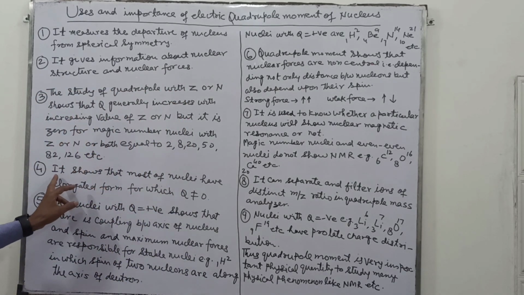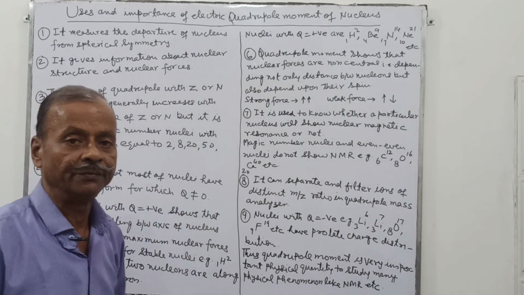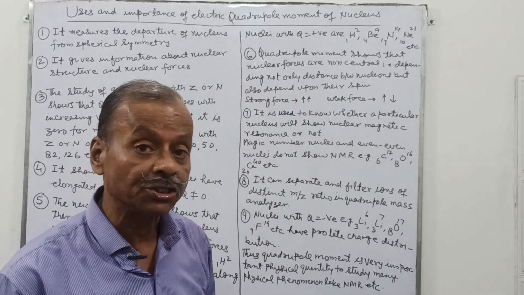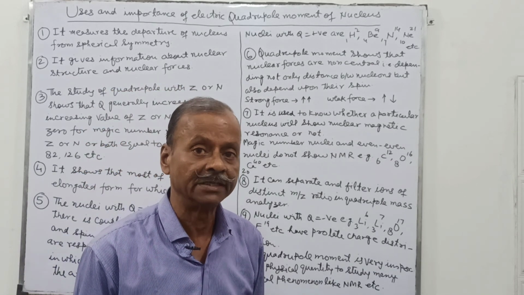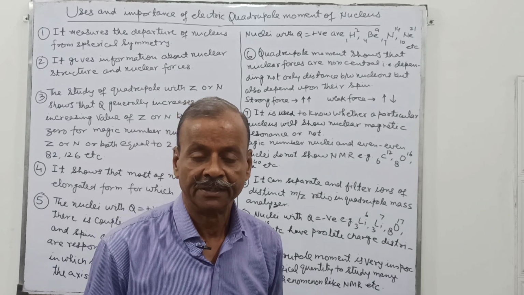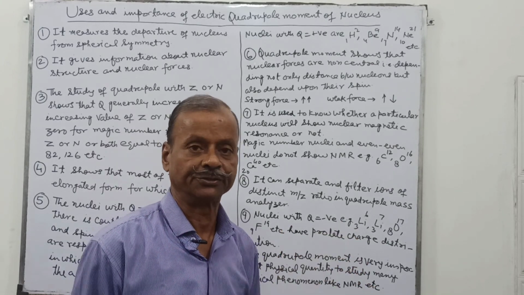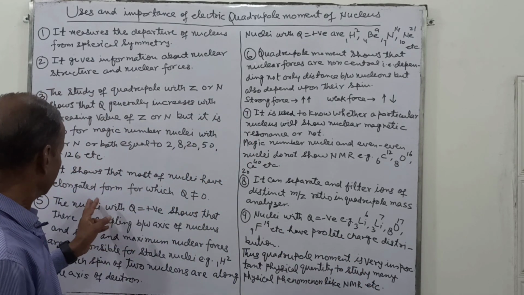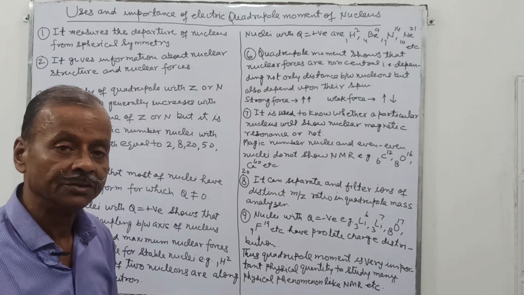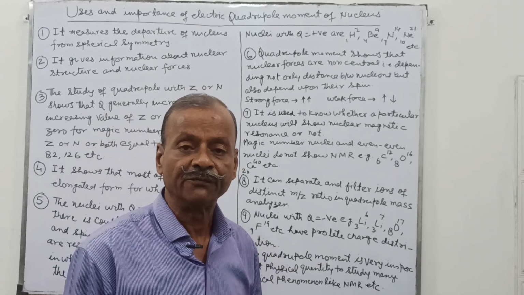Now this quadrupole moment shows that most of the nuclei have elongated form, for which Q is not equal to 0. As I have told you earlier, Q is equal to 0 when the nucleus is located in isotropic space, that means when it has a spherical charge distribution. But most of the nuclei have Q not equal to 0, so they are not spherical in shape, but are elongated.